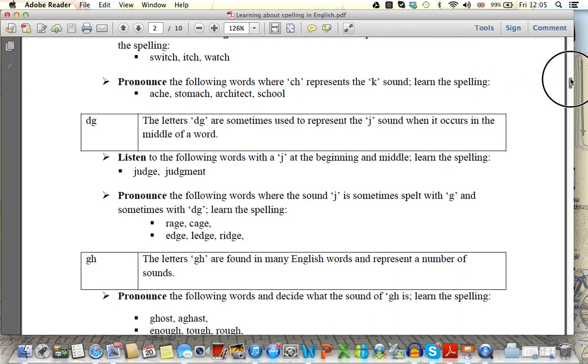Right, so let's move to the next group of letters. We have dg, which combines to make a j sound, as we find in judge and judgment. Sometimes this j sound, which is like the Arabic jim, is spelt with a g. So we have rage, cage, and then we have edge, ledge, ridge, which is the dg sound.